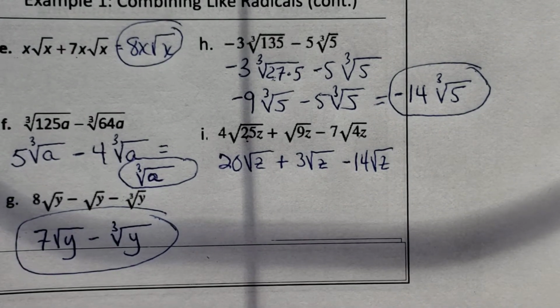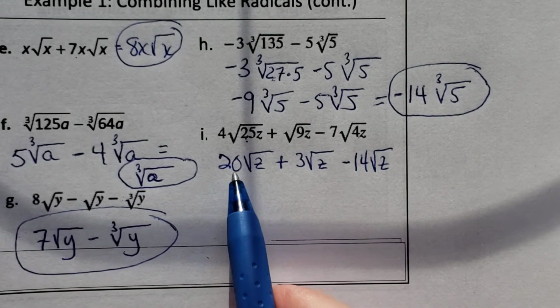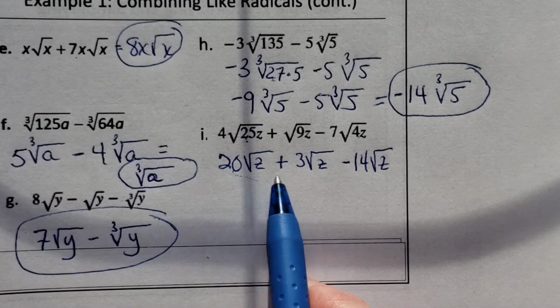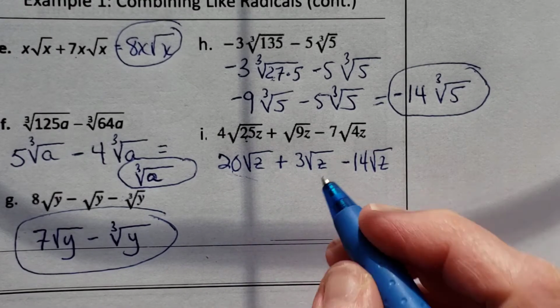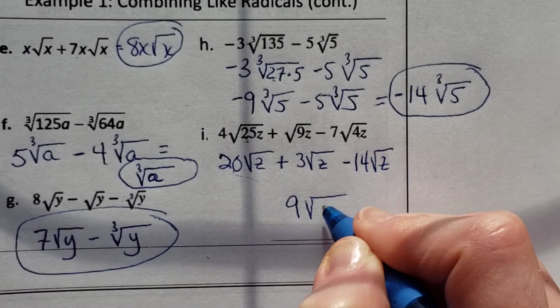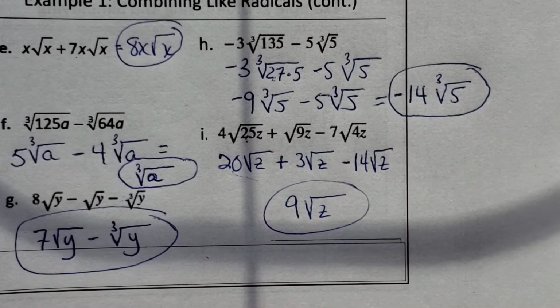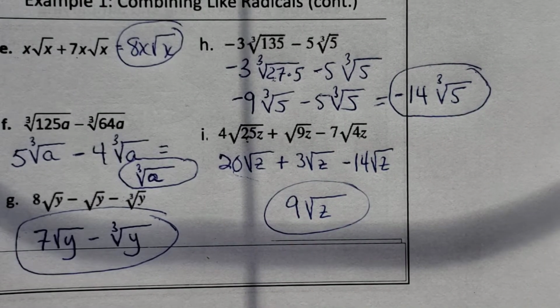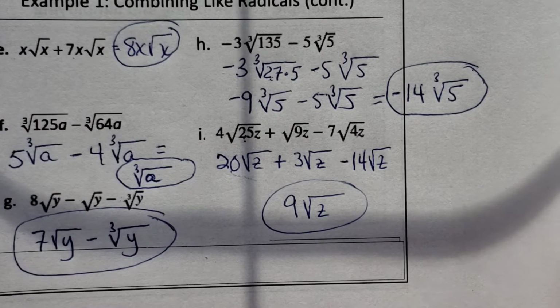Now all we have here are like terms, so we're going to add 23. 23 minus 14 is 9 square roots of z. All right, and that is the answer.